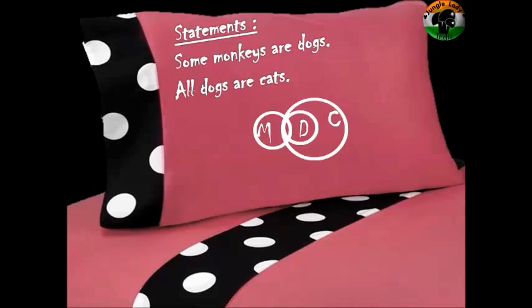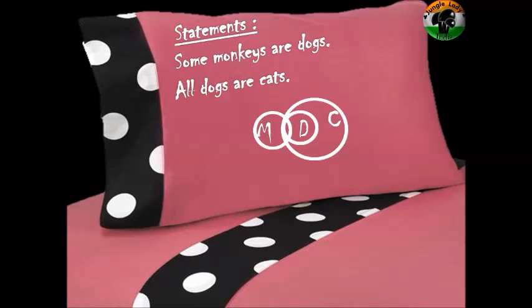So for this, only one possible diagram could be there because C has already taken some part of M, right? So this is the only possible diagram you can have for this. Now what are the possible solutions you can have? Can you tell me? I can say some monkeys are cats, but this has not been given in the question. But from this diagram I can conclude some monkeys are cats because there is an intersection between monkeys and cats, right? Again I can say some cats are monkeys, right?